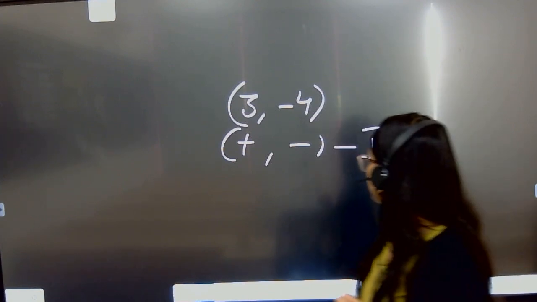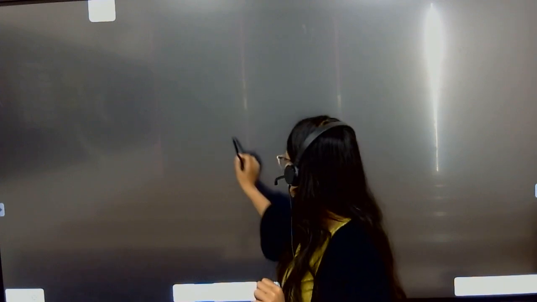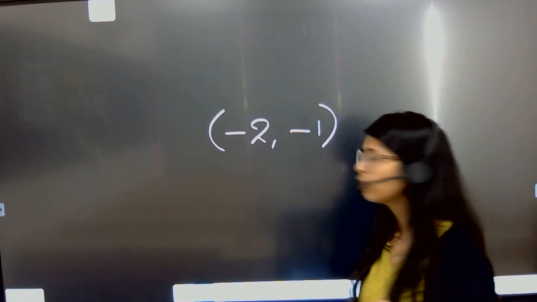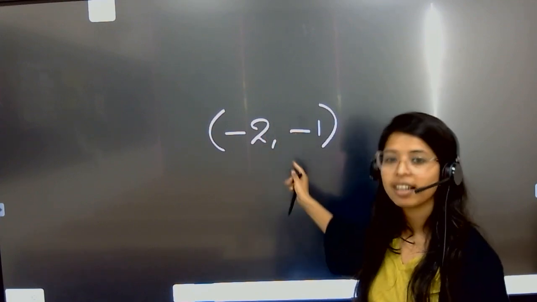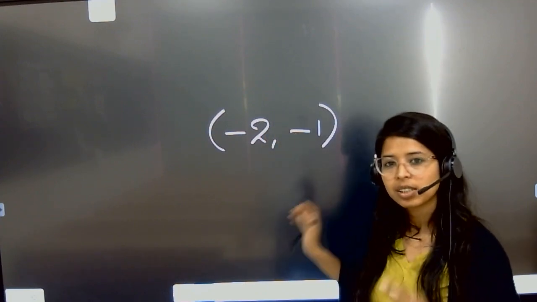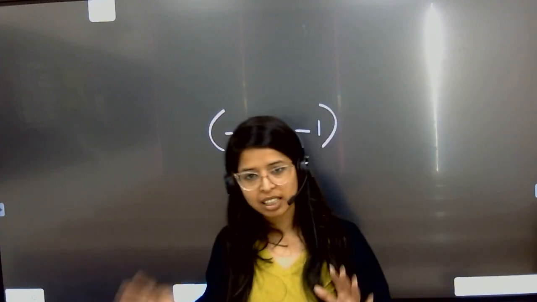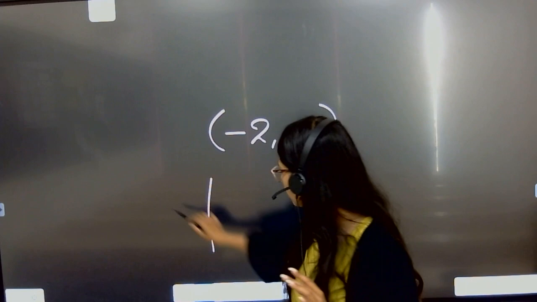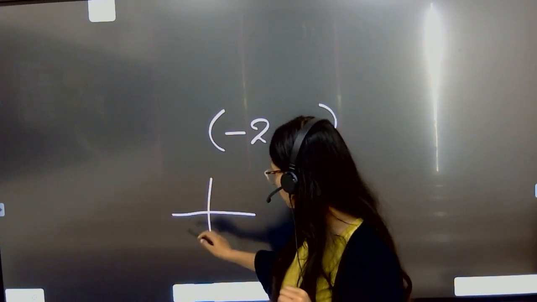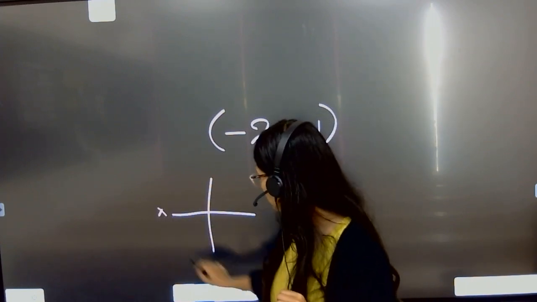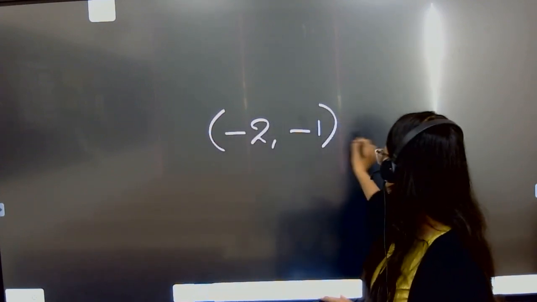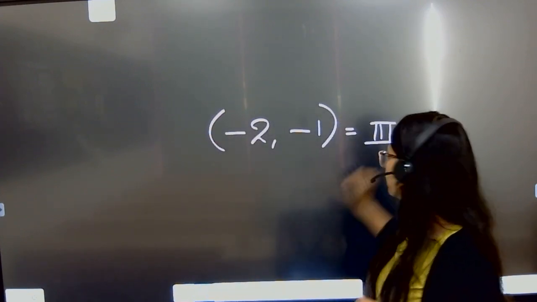Clear? Okay, same as if I have a coordinate in the form of minus 2 comma minus 1. Now we can see both the signs are in the negative part, right? So in which quadrant do we have both signs negative? It is in the third quadrant. We have seen that the x part is negative here and the y part is negative, so it will lie in the third quadrant.